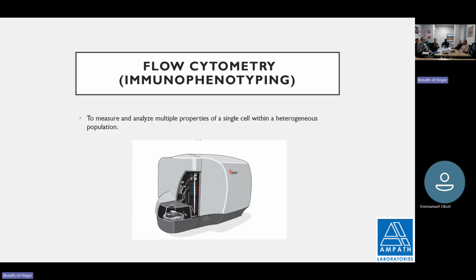I just put this in for interest's sake, and for all the doctors who do not know the principle of flow cytometry. This is an amazing machine that we use to analyze all the cells within a bone marrow, and we can use it on peripheral blood if the bone marrow sample is not sufficient.